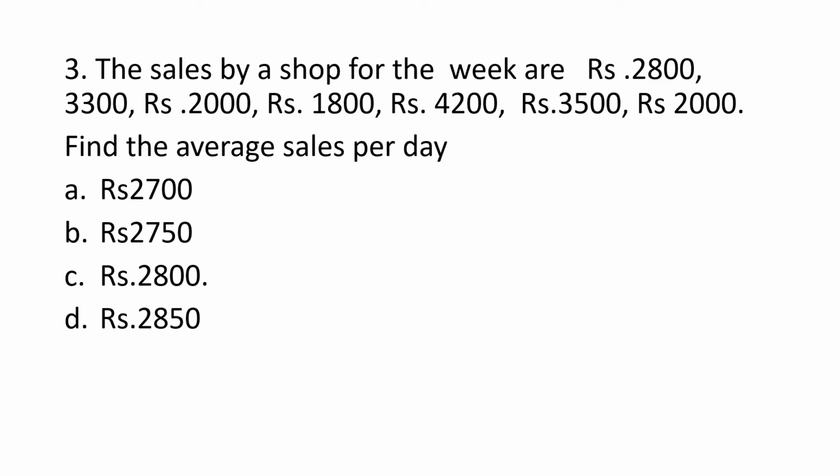Coming to the third question, it's also a very easy question. The sales by a shop for the week are given like 2800, 3300, total 7 different values are given. Find the average sales per day. The only way of solving this is to find the arithmetic average. I think you guys know it very well. The arithmetic average formula is the sum of all observations divided by the total number of observations, so you have to sum up all these sales and divide by 7 because the total number of sales values is 7. The answer will be C.